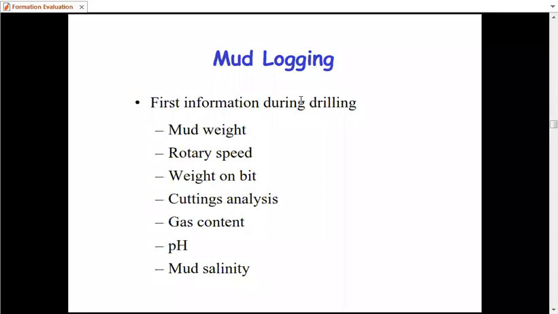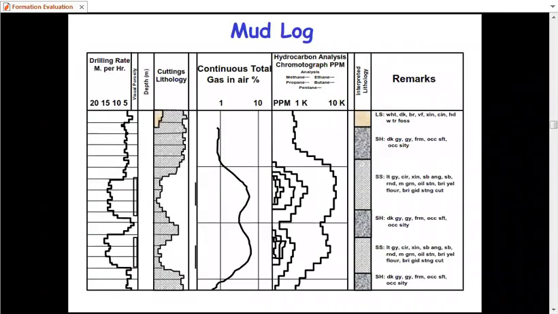In day 1, we talked about mud logging. Mud logging is considered the first information during the drilling: mud weight, rotary speed, weight on bit, cutting analysis, gas content, pH value, mud salinity. And this picture is a mud logging example regarding all the drilling parameters data.